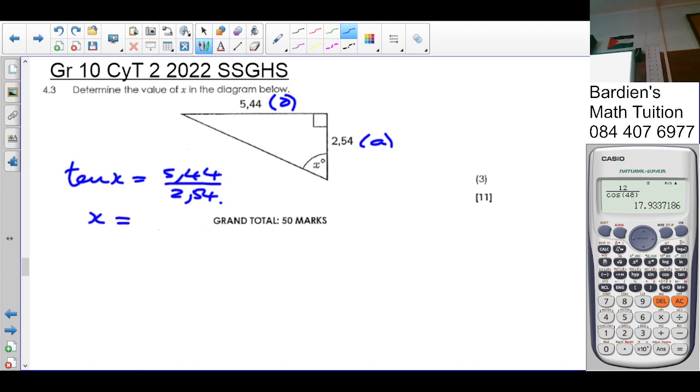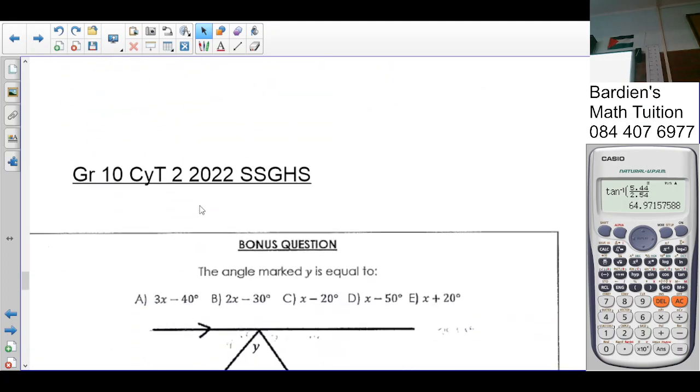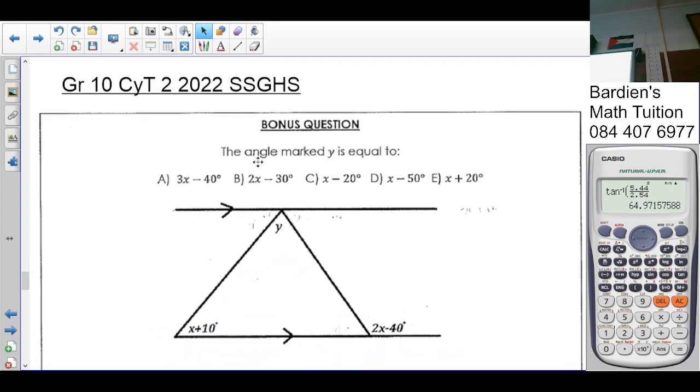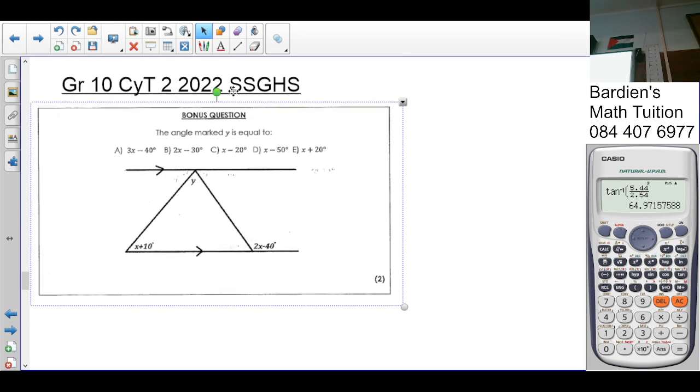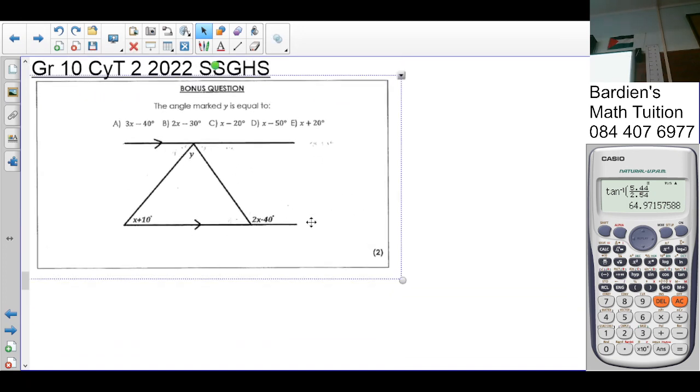So x is equal to arctan. So shift tan of 5 comma 44 over 2 comma 54 gives you an answer of 64 comma 97 degrees. It says one decimal place, no problem, it would have been 65 degrees. Not so? The angle they normally give you to one decimal place. But this was a giveaway bonus question also. Yes, many got this right. I almost thought you guys don't know what to do with the extra 2 marks in the exam.